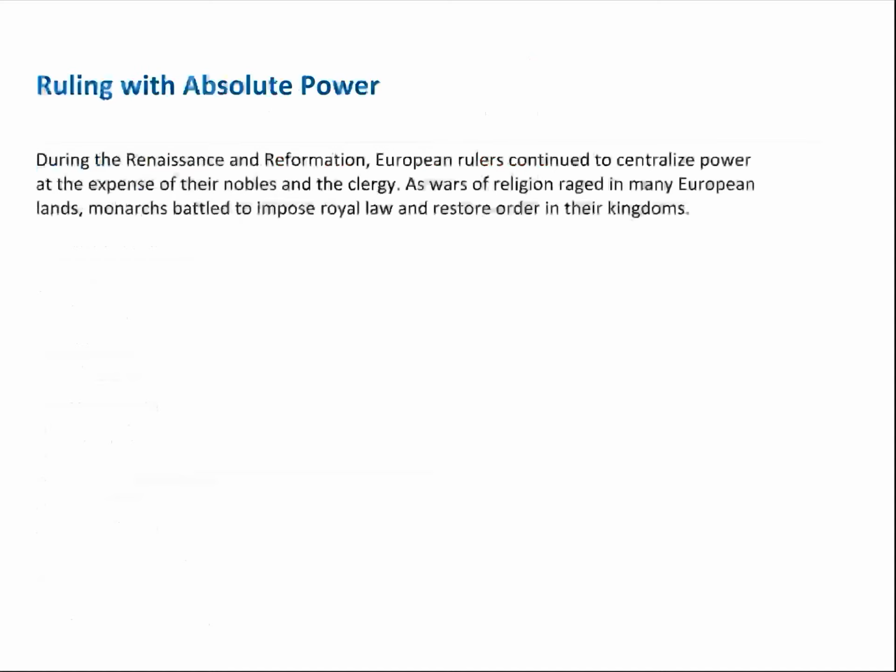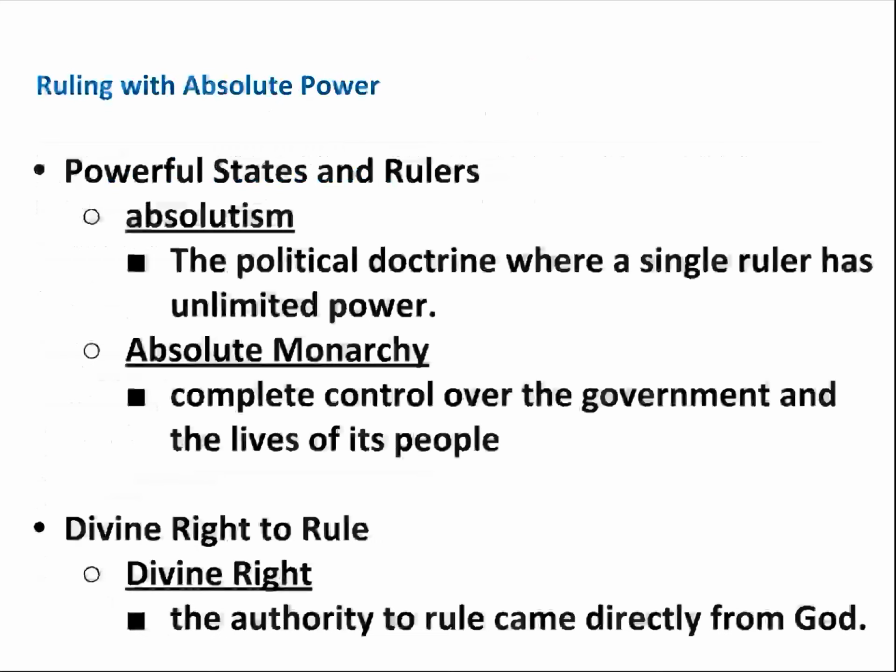All right, so during the Renaissance and Reformation, European rulers really continued to centralize power at the expense of their nobles and their clergy. As wars of religion raged in many European lands, monarchs battled to impose royal law and restore order in their kingdoms. This usually meant raising taxes and stuff like that. And so we're going to talk about a couple terms first.